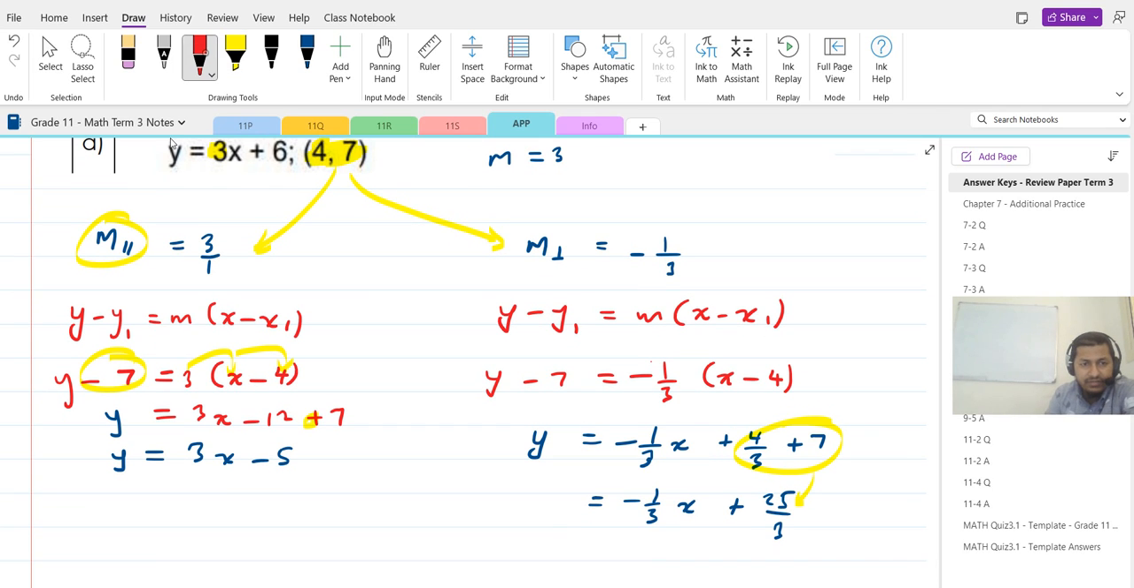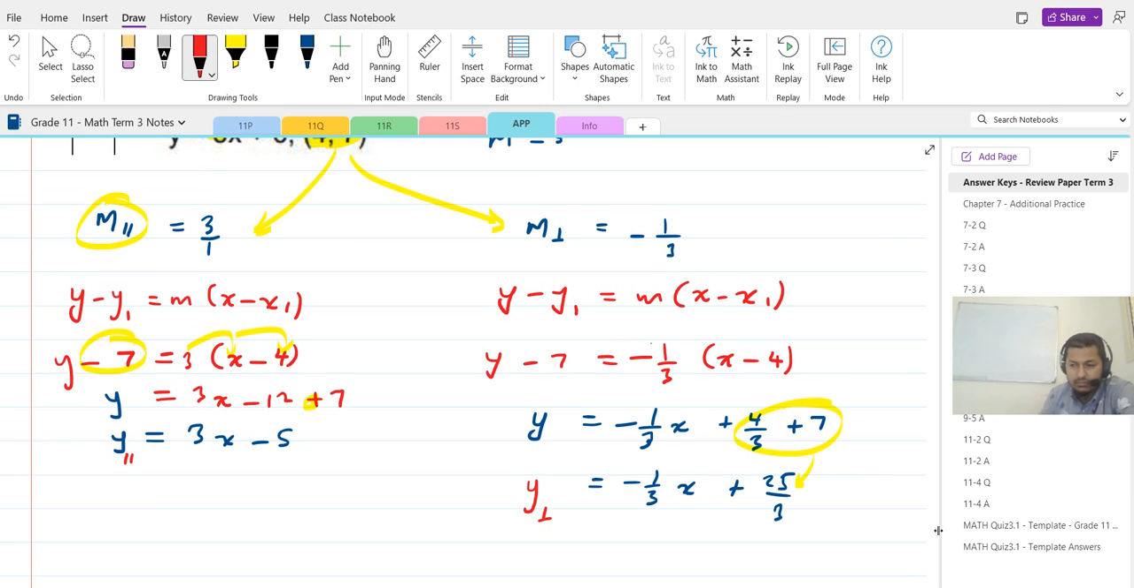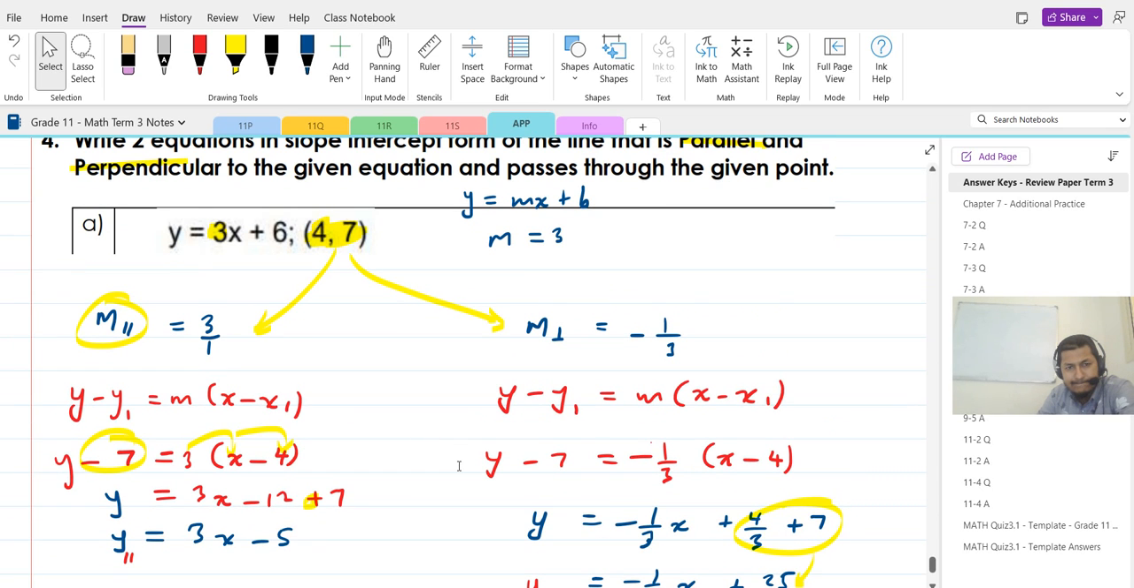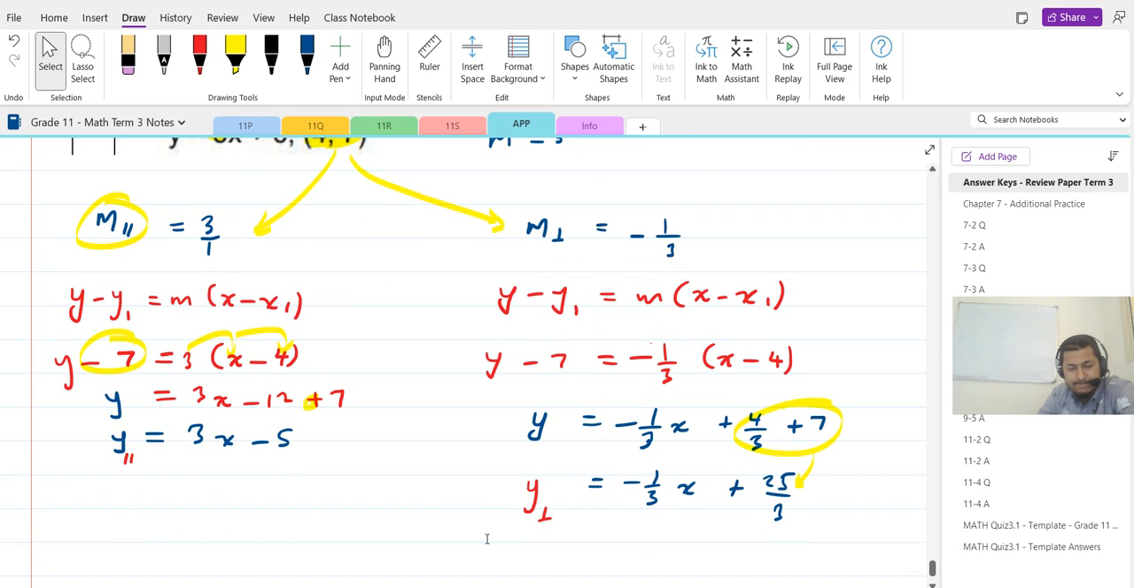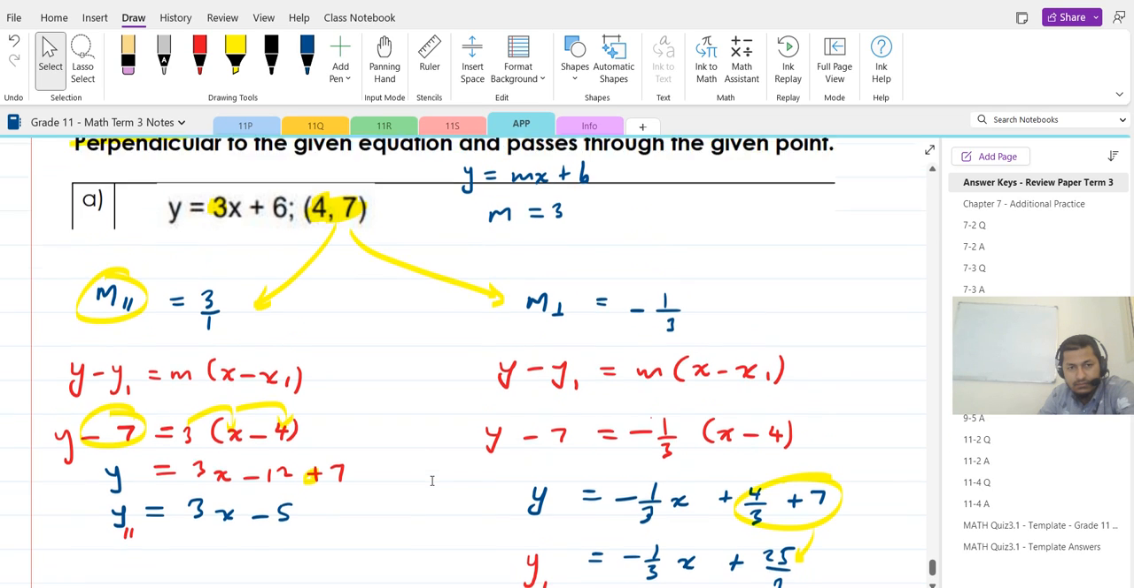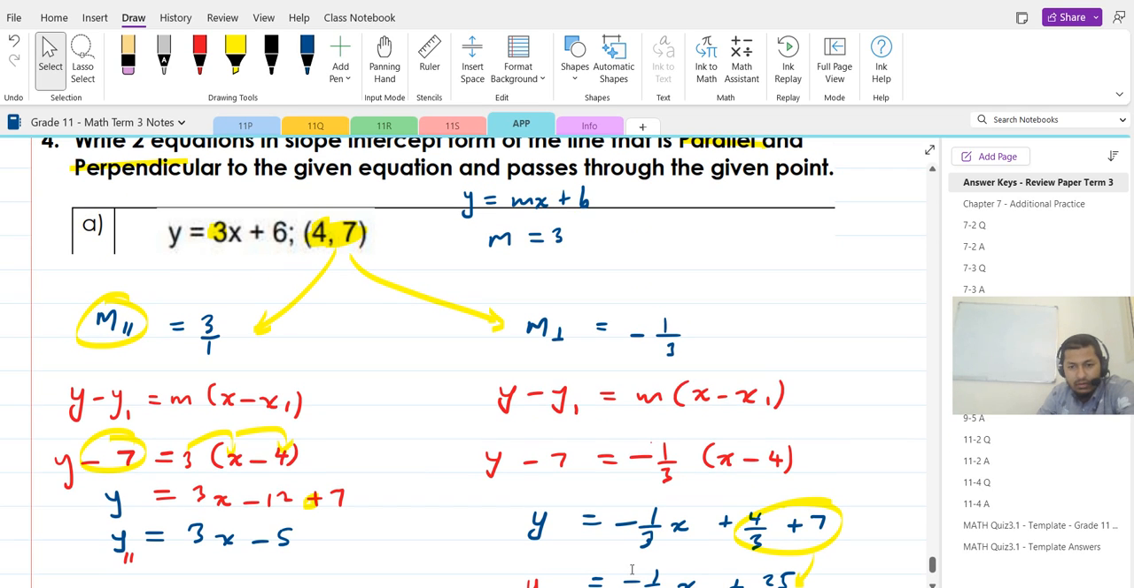So the first equation is the equation of the parallel line passing through this point, and the second equation is the equation of the perpendicular line, perpendicular to the original equation and passing through this point (4, 7). Next problem.